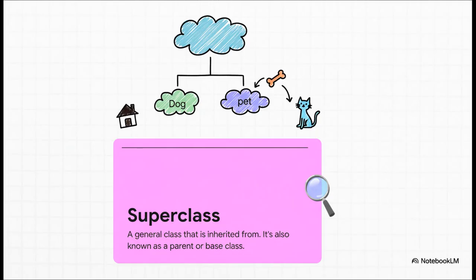To put it simply, the superclass, or you can call it a parent or a base class, is where we stick all the shared stuff. In our little pet example, it's the blueprint for what makes any animal a pet. It's the foundation that we're going to build everything else on.